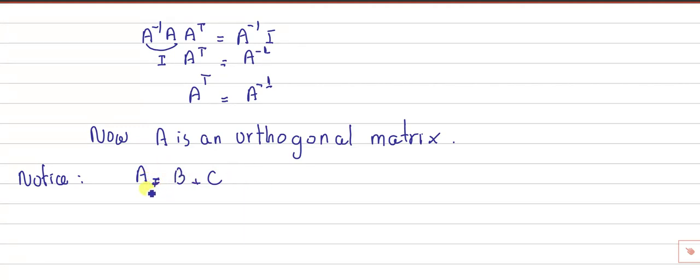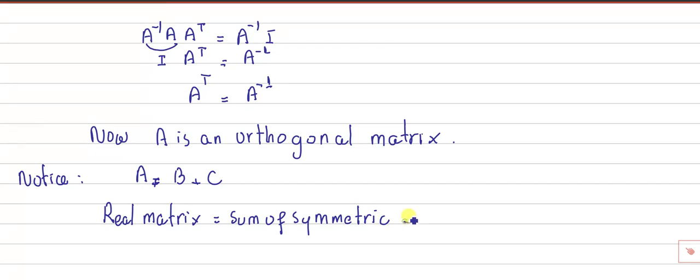So it means that the real matrix is equal to the sum of symmetric plus the sum of skew symmetric. The sum of skew symmetric.